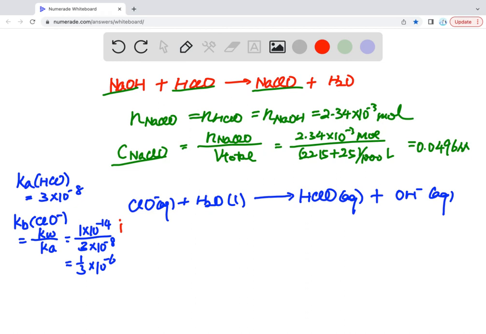So initially, you have 0.0496 of the ClO minus. You don't have any HClO and OH minus. And there will be changes. X more ClO minus will be consumed, so at the same time generating X more HClO and X more OH minus. So in the end, you will have 0.0496 minus X of the ClO minus, and X more HClO and X more of the OH minus.